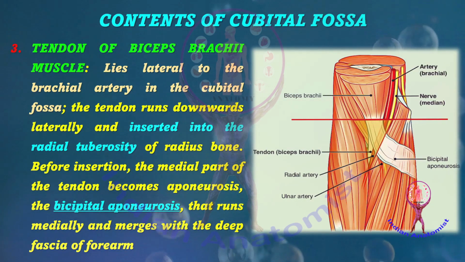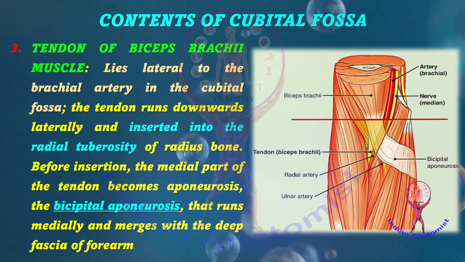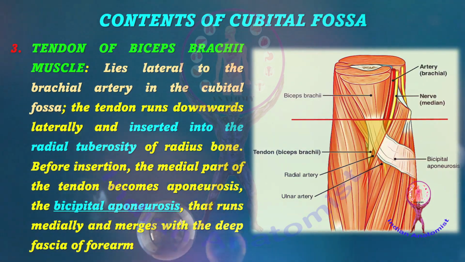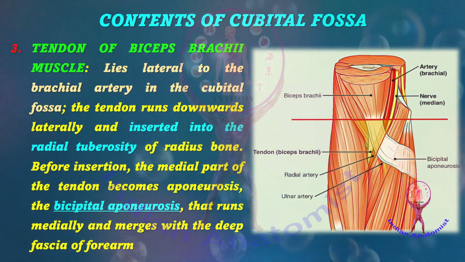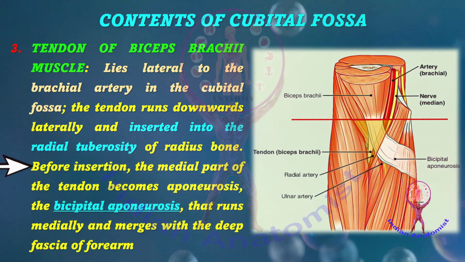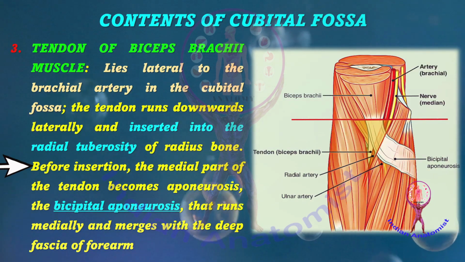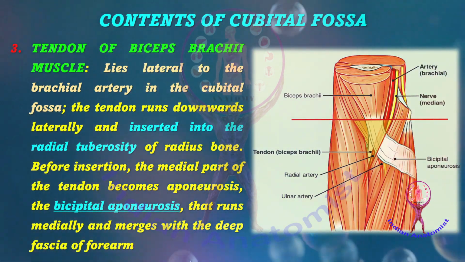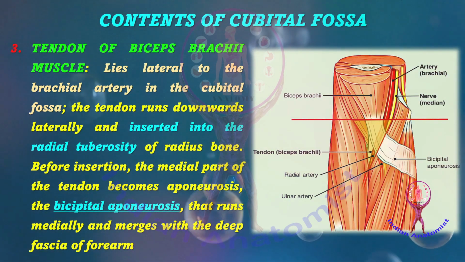The third content of cubital fossa is the tendon of biceps brachii muscle. This lies lateral to the brachial artery in the cubital fossa. The tendon runs downwards and laterally and is inserted into the radial tuberosity of the radius bone. Before the insertion, the medial part of the tendon becomes aponeurosis, the bicipital aponeurosis, that runs medially and merges with the deep fascia of the forearm.